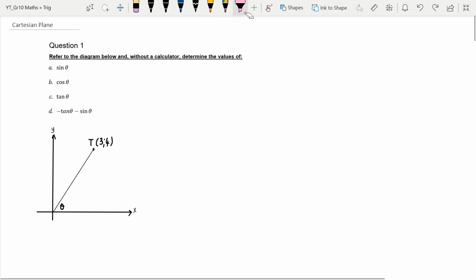We've got this. It says refer to the diagram below, and then without a calculator, determine the values of, and then we've got 4 different things that we need to answer over there. Don't use a calculator. Students just kind of go off on their own tangent and they just try and find theta, but that's not what we're asked to do.